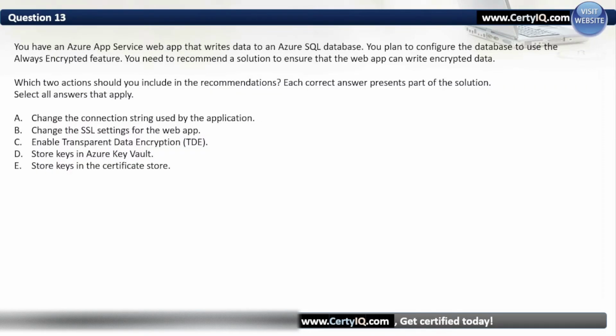Question 13. You have an Azure App Service web app that writes data to an Azure SQL database. You plan to configure the database to use the Always Encrypted feature. You need to recommend a solution to ensure that the web app can write encrypted data. Which two actions should you include in the recommendations? Each correct answer presents part of the solution. Select all answers that apply.